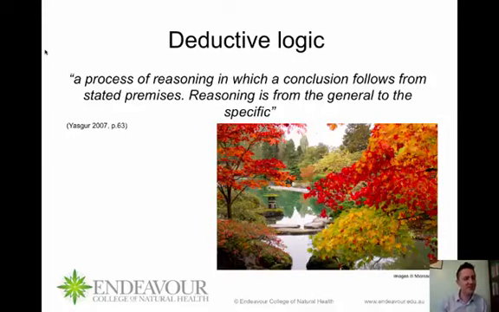The opposite of this is deductive logic, and this is a process of reasoning in which a conclusion follows from stated premises. So reasoning is from the general to the specific, starting at the large and working its way down to the small. So you start with a theory, for which you don't actually have evidence as yet, but you say, well, I think this is a theory, this is a good idea, this makes sense to me. Now I'm going to work my way down to the small specific details and try to prove that my theory is true.